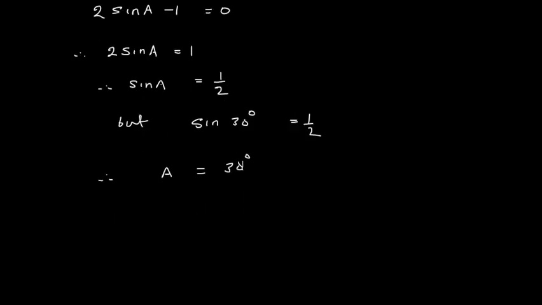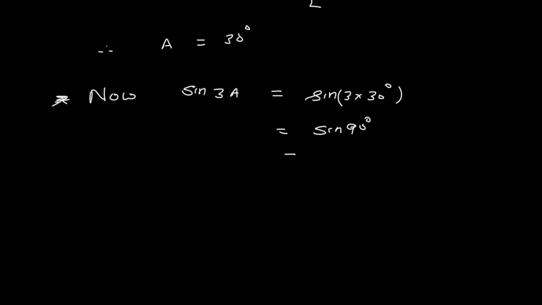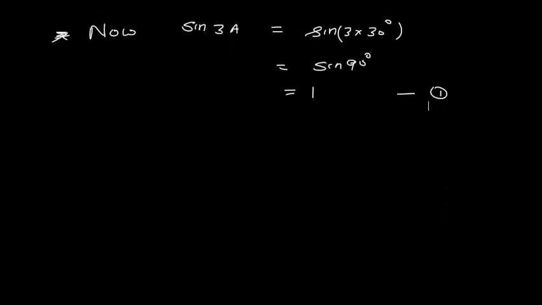Okay, now sin 3a, sin 3a is what? Sin 3 into 30 degree, which is sin 90 degree, and sin 90 degree, as you all know, is equal to 1. So let us consider this equation 1, and we have to prove that this is equal to 3 sin a minus 4 sin cube a. So let us consider 3 sin a minus 4 sin cube a.